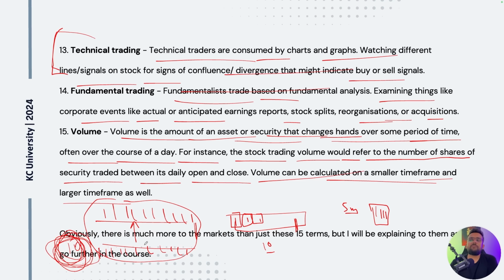See what I'm saying? Now, obviously, there's much more to the markets than just these 15 terms that I went over, but I'll be explaining more as we go further in the course. I'll break them down, all be good.